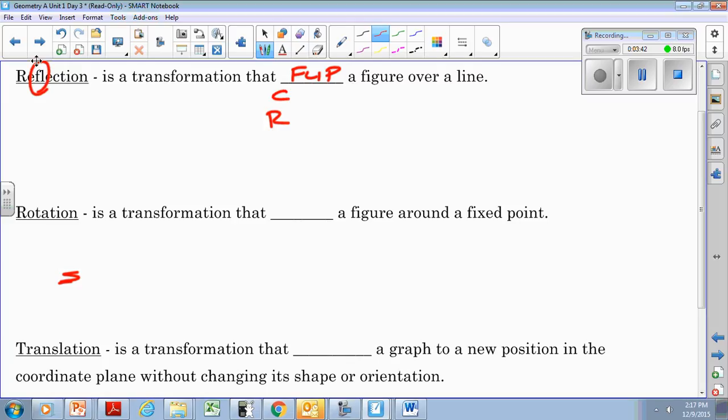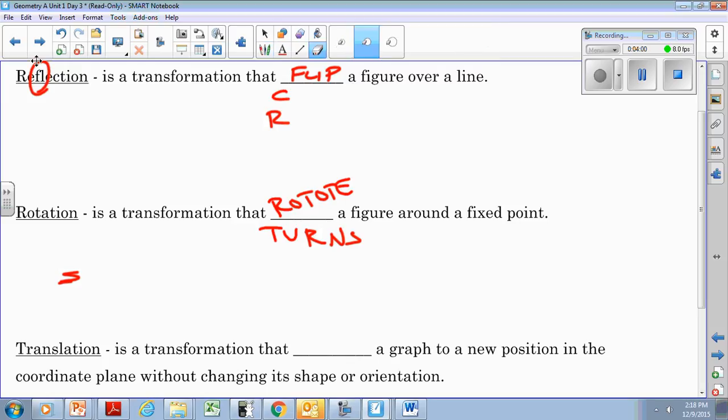Second one, I think, is going to be the obvious choice. Rotation is a transformation that blank a figure around a fixed point. Turns is a good choice. Yeah, we're going to go with rotates as the official answer, but I think I would accept turns. Rotate doesn't have a new word, but turns. Let's put a little star next to that one. Star means okay, we might accept it.